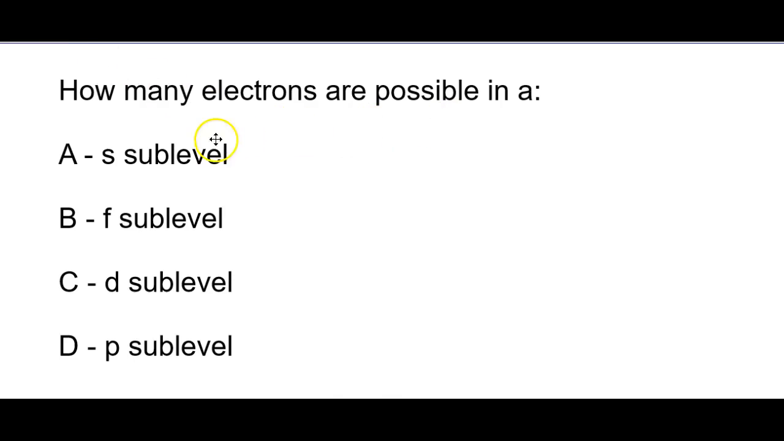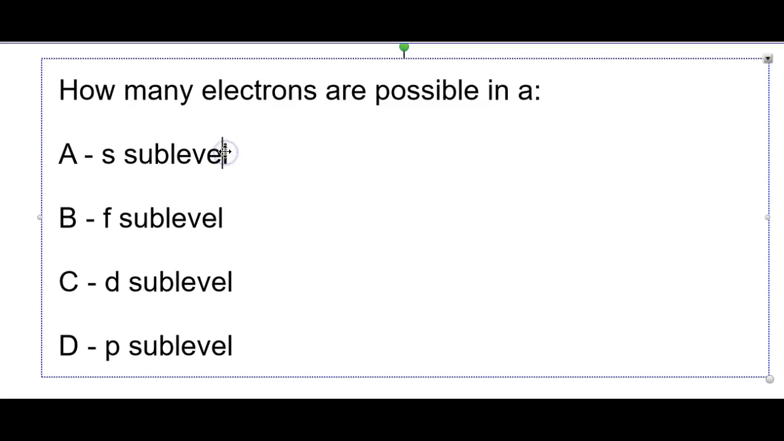How many electrons are possible? If you remember, if there are 2 orbitals, and every orbital can hold up to 2 electrons, then S has 2 electrons, and F, remember, having 7 orbitals, has 14 electrons. A D, having 5 sublevels or orbitals, has 10 max electrons, and a P that has 3 orbitals or sublevels can have 6 electrons. So remember that every orbital or sublevel contains up to 2 electrons.